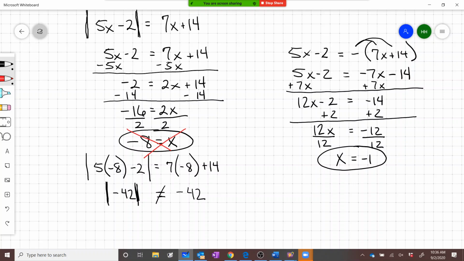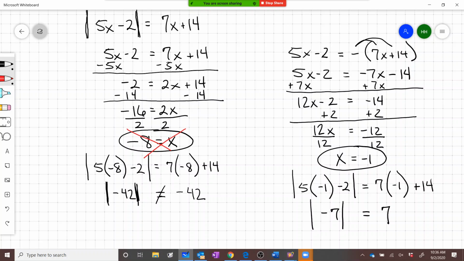So we're going to check this other one. So we've got the absolute value of 5 times negative 1 minus 2 equal to the absolute value of 7 times negative 1 plus 14. So in the absolute value symbols on the left, 5 times negative 1 minus 2, we get negative 7. And then on the right-hand side, 7 times negative 1 plus 14, that's a positive 7. And the absolute value of negative 7 is equal to positive 7, so that works. So this is your only solution.